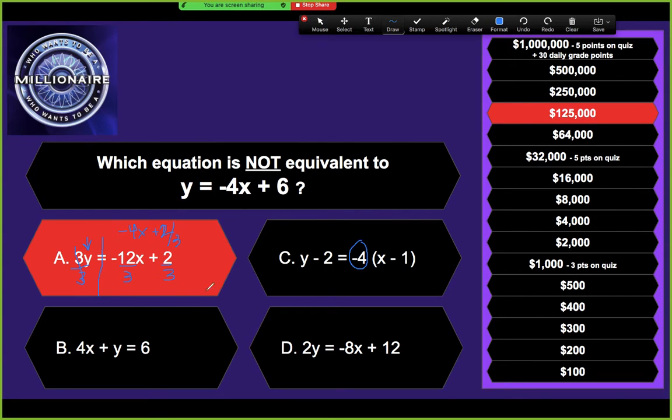And then this one they got by just moving your x's to the other side. So if you add 4x to both sides, you would just get 4x plus y is equal to 6. So the only one that is wrong, oh, we didn't do the last one yet. This one, if you divide every single one of them by 2, I would also get negative 4x plus 6. This would give me negative 4, and this would give me 6. So the only one that was wrong was A.